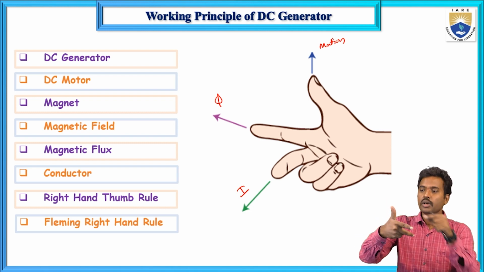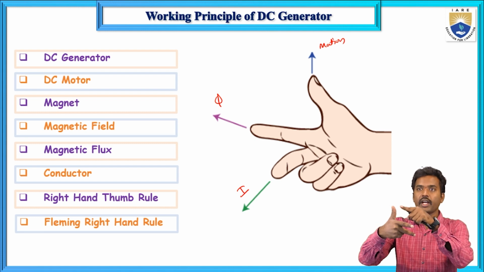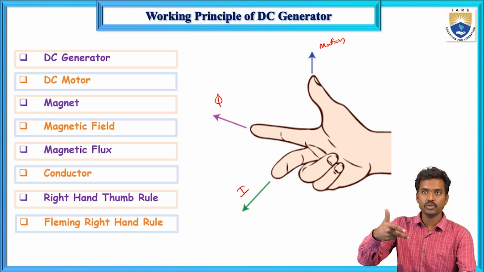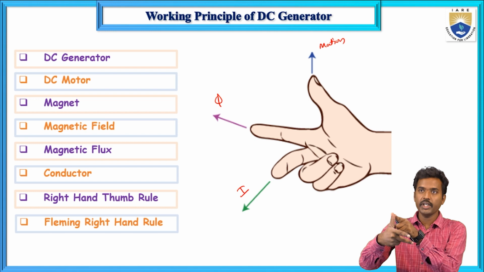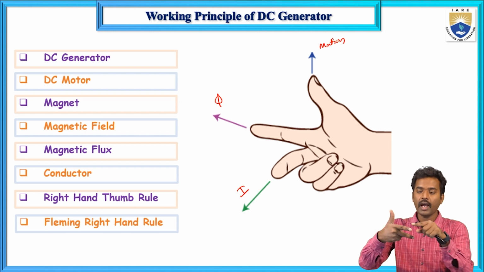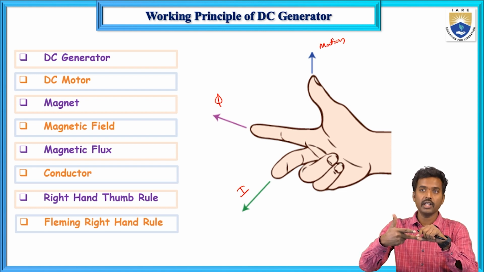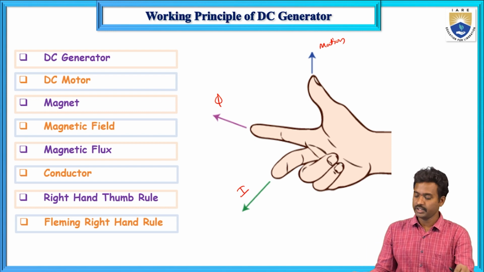Three fingers, the middle finger, forefinger and thumb, are at right angles to each other. Here the thumb indicates the motion of the conductor, the forefinger indicates the flux, that is the magnetic field, which flows from the north pole to the south pole, and the middle finger indicates the current direction.